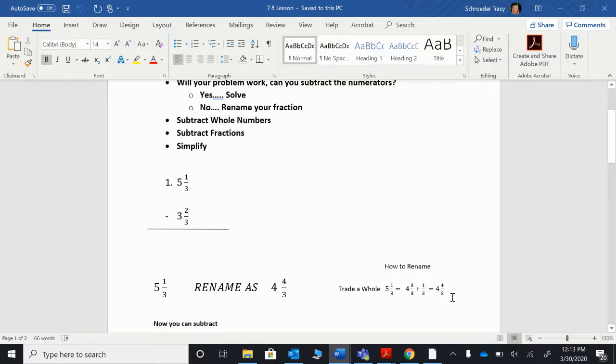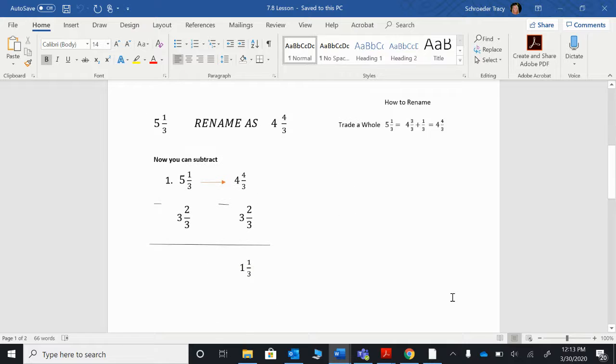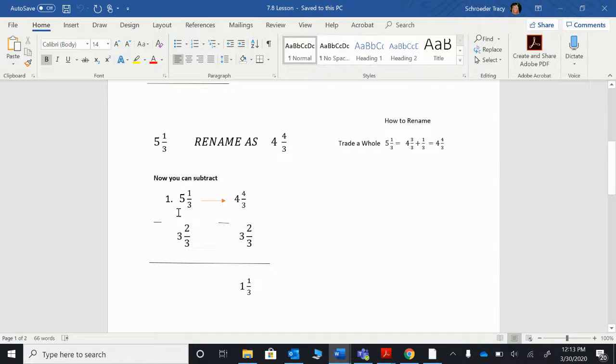Now I can subtract. So this is what it would look like. 5 1/3 is renamed as 4 4/3. 3 2/3 stays the same. Now I can subtract my whole numbers. 4 take away 3 is 1. And I can subtract my fractions. 4 take away 2 is 2/3.